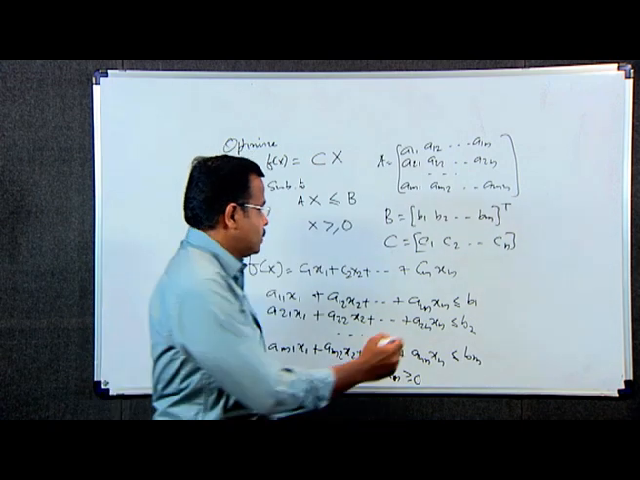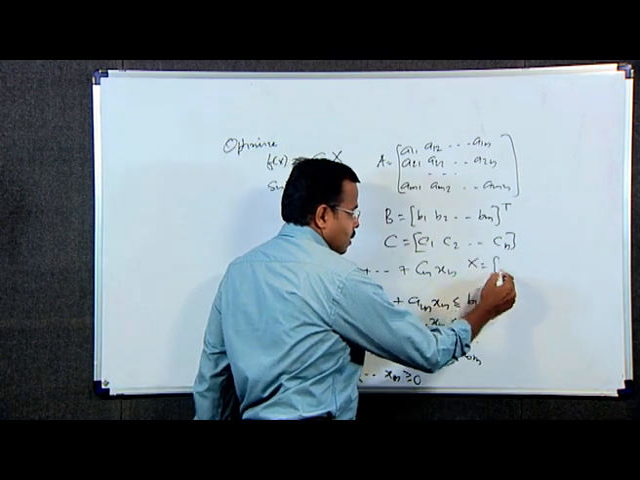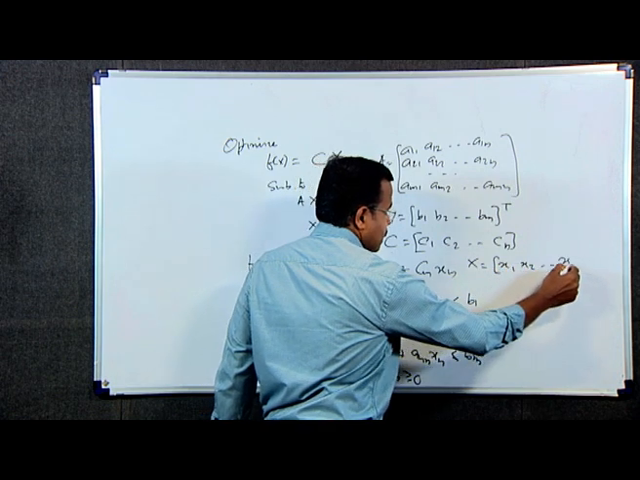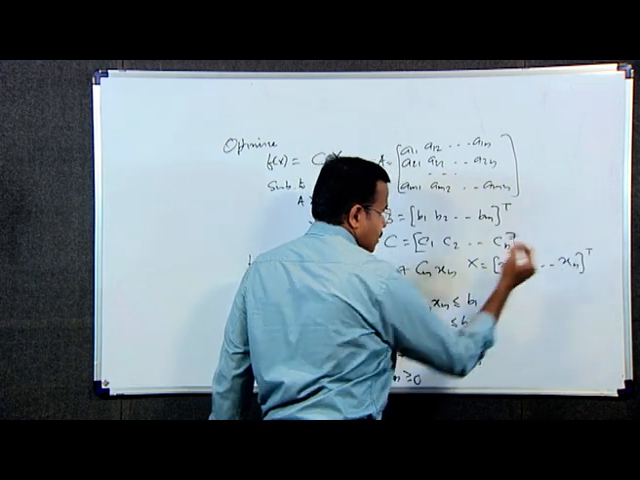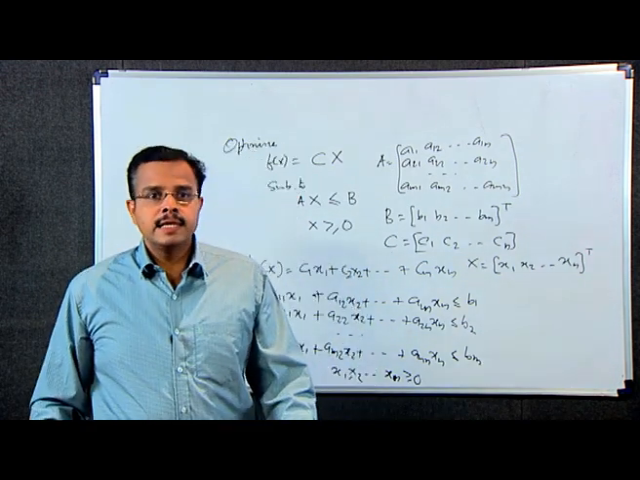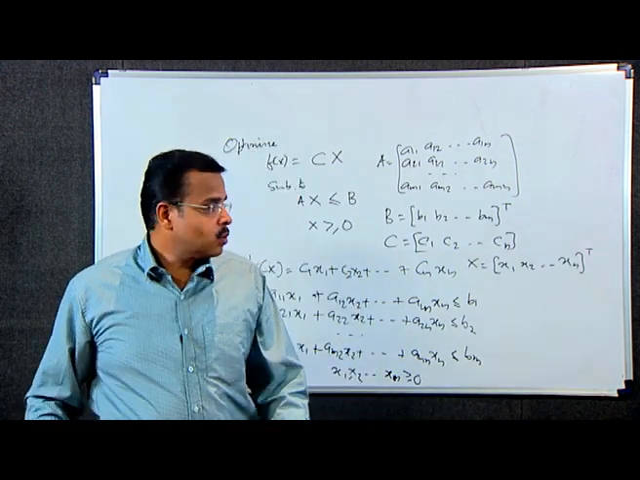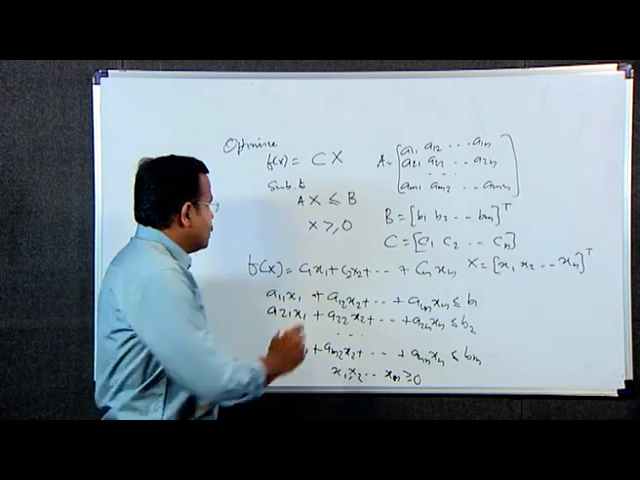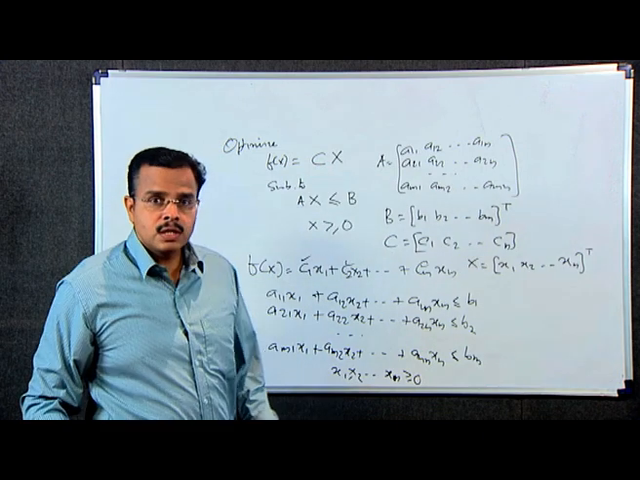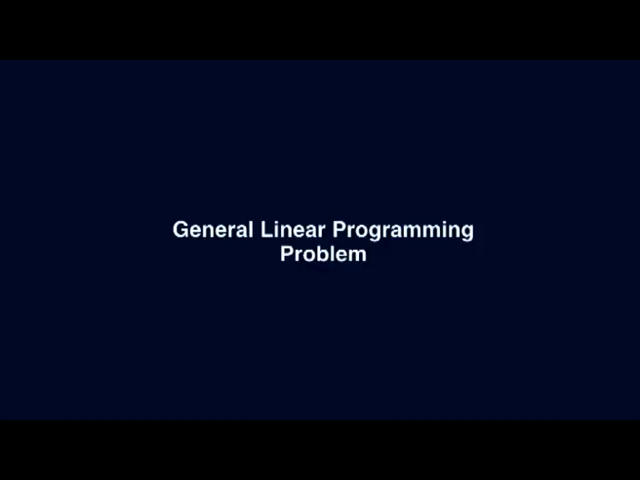X equal to the column matrix x1, x2 etc. xn transpose. Here the cj's are called the cost coefficients, that is c1, c2 etc. cn, they are called the cost coefficients. Now we are moving to the general linear programming problem.